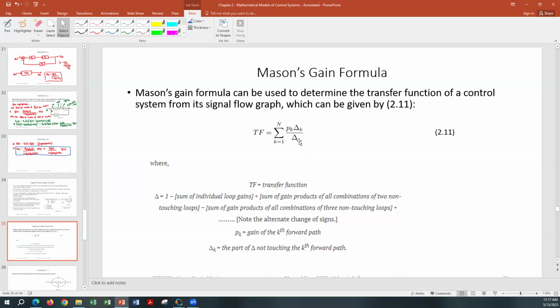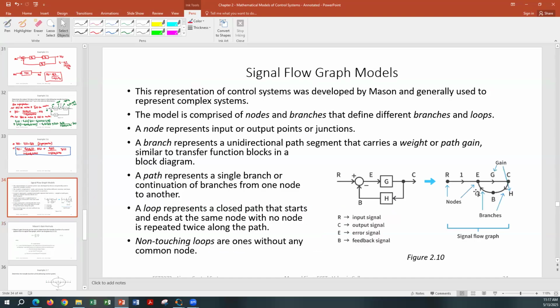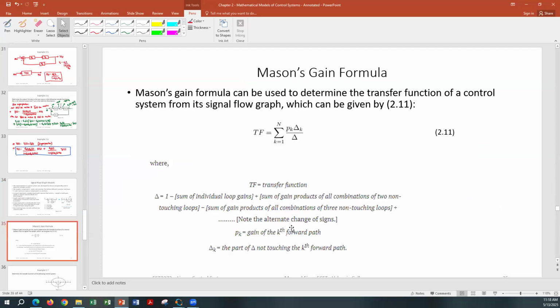Delta K, well, let's do delta first. Delta is what we call the determinant. So how do you calculate delta? Delta is equal to 1 minus the sum of individual loop gains. Right now you have only one loop, and the gain of this loop is G times H times -1. The product of the weight of each branch is the gain. So that loop gain is G times H times -1. You have only one loop.